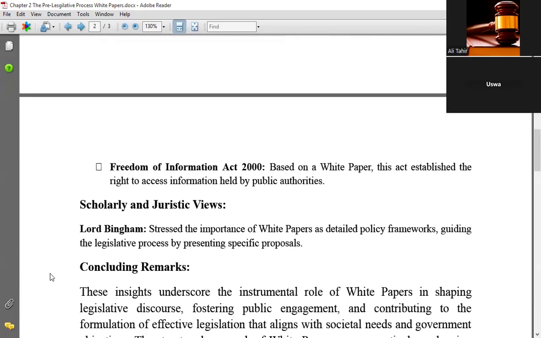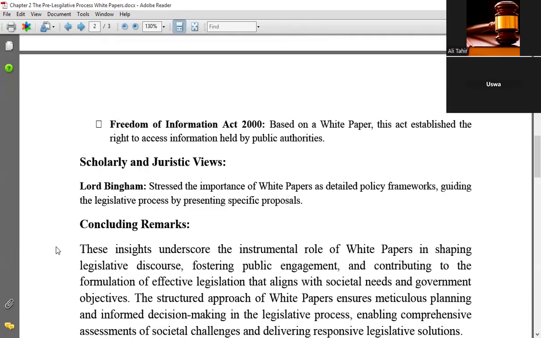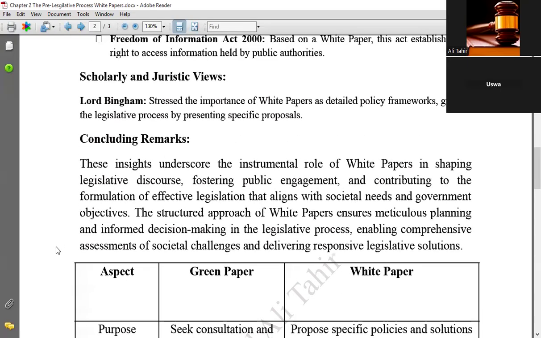Freedom of Information Act 2000. Based on a white paper, this act established the right to access information held by public authorities. Now let us discuss some juristic and scholarly views on what white papers are.